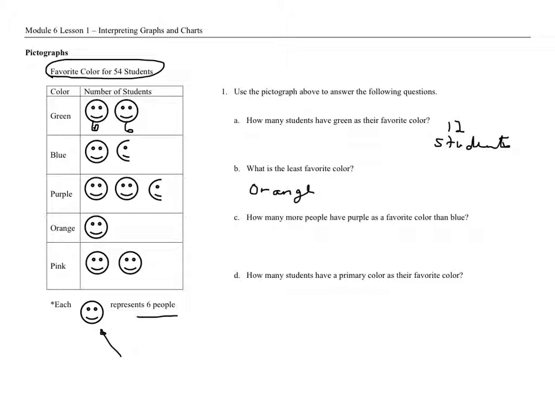How many more people have purple as a favorite color than blue? So let's tally up purple. Purple will be 6, 6, and 3. So that's going to be 15. And blue will be 6 and 3. So that's 9. 15 take away 9 is 6 students.